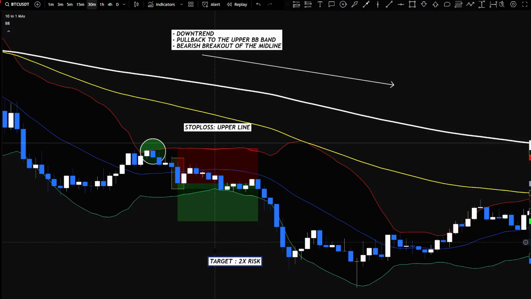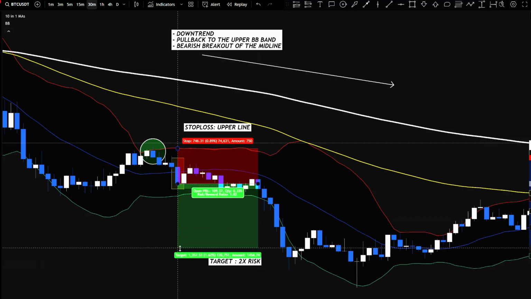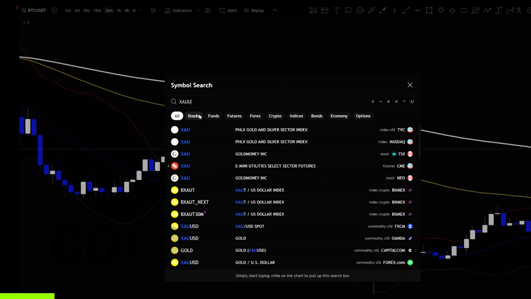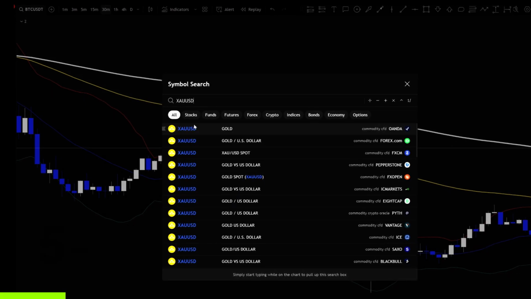And hey, if that didn't totally click just by me explaining it, no worries at all. Sometimes you just gotta see it, right? So let's look at a few examples here on the chart. We're gonna look at the gold chart here, especially on the 5-minute time frame.